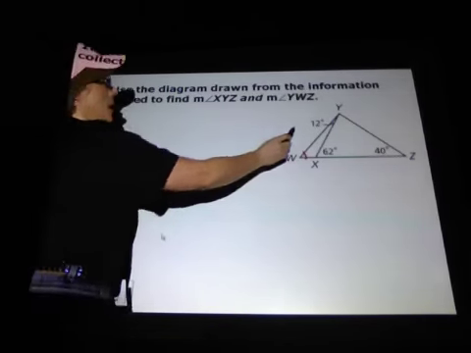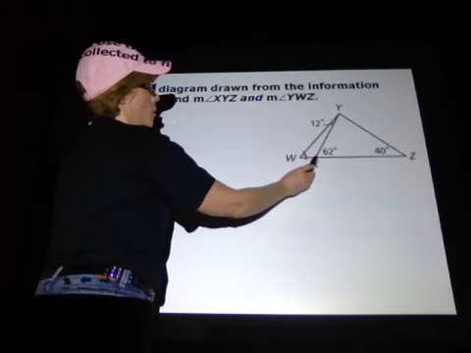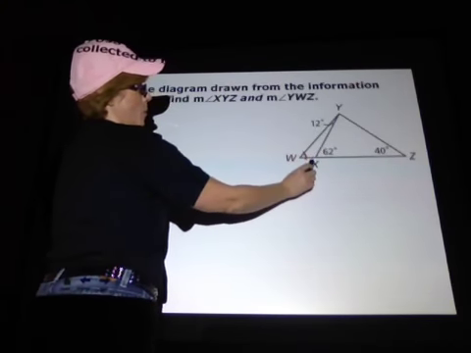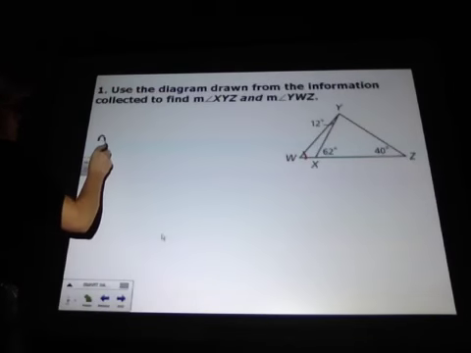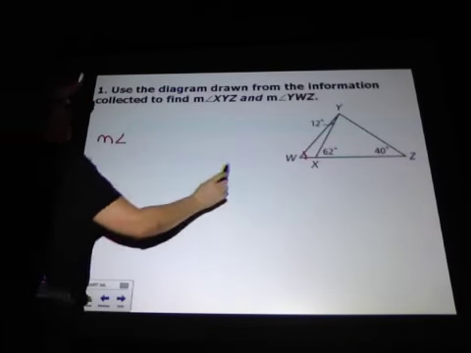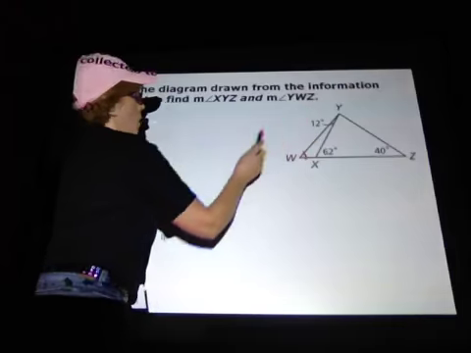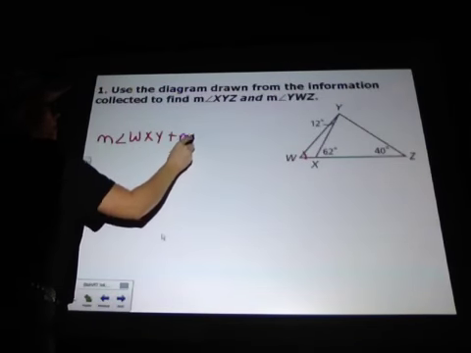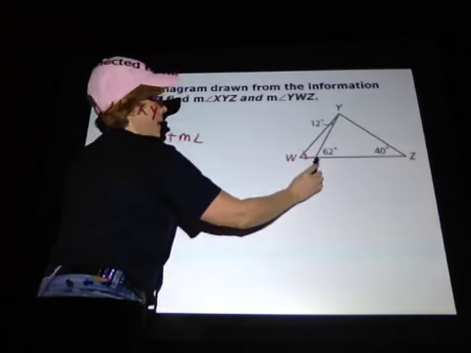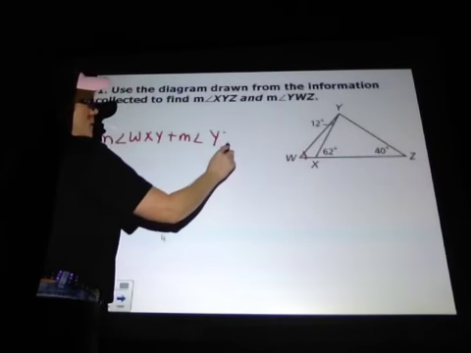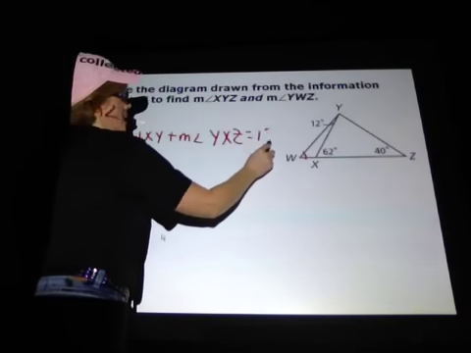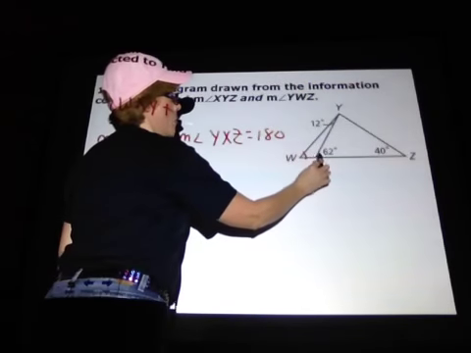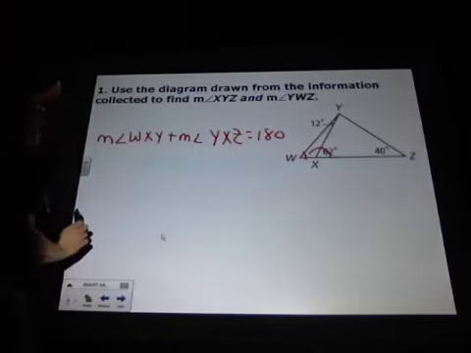Okay. Well, we've got one angle measurement of this smaller triangle here, which is 12. We need to find this measurement right here. So, would you agree that if you take the measurement of angle WXY and add the measurement of angle YXZ, you're going to get 180 degrees? Why? Because these two angles here form a linear pair.